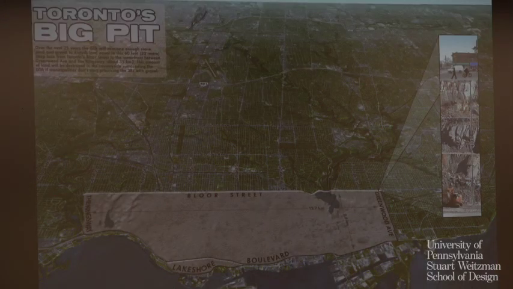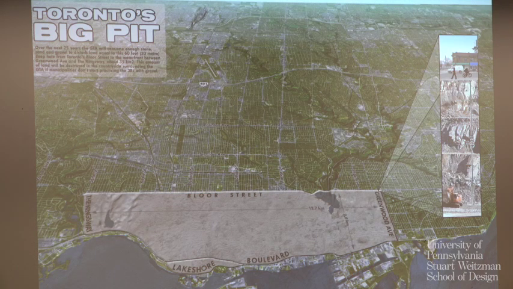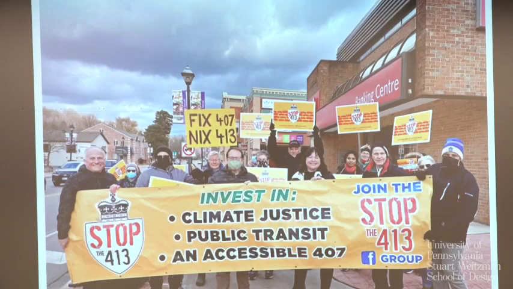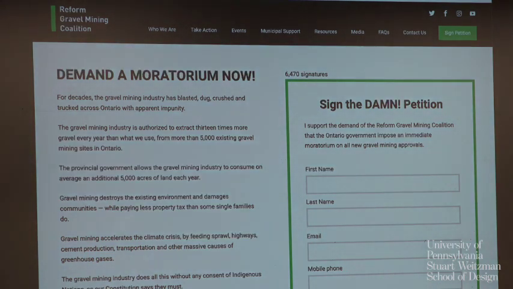But at the same time, activists' campaigns are also leveraging this kind of local story in a really different way. So here, visualizing the volume of 25 years of Toronto's aggregate consumption directly onto the city for scale, and rejecting the building of a new highway, citing, among other things, the unnecessary extraction involved. And this is the Reform Gravel Mining Coalition demanding a moratorium, calling for gravel licenses to be stopped until a third-party study is conducted with Indigenous parties, affected communities, and scientists.